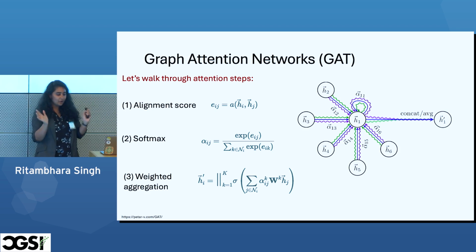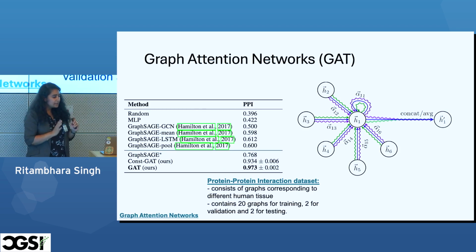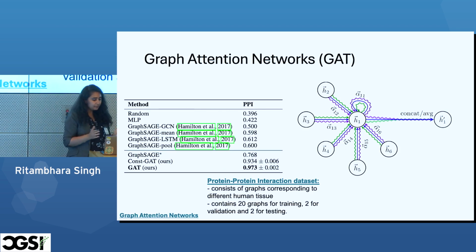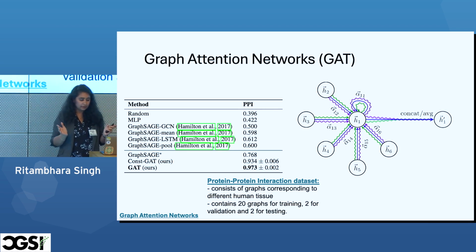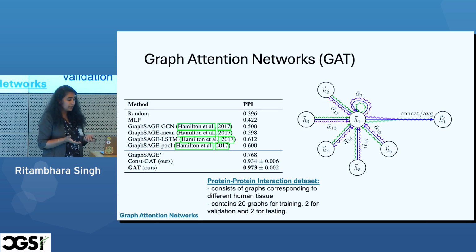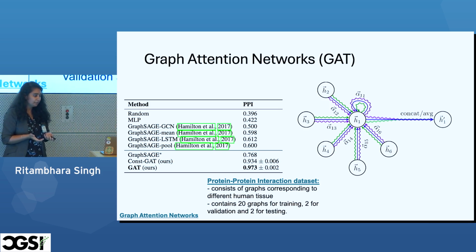So that's just another formulation I wanted to bring. In this paper, they showed on one data set I have here, for protein-protein interaction data, the graph attention network worked much better than the GraphSAGE formulation.